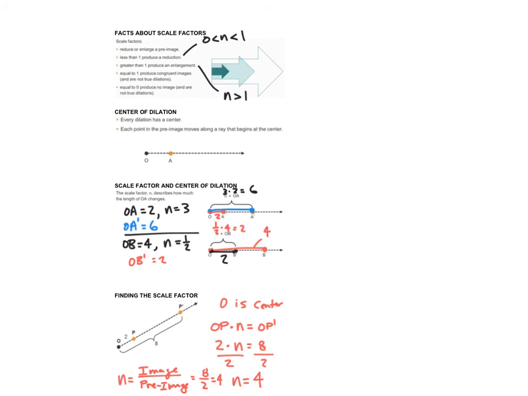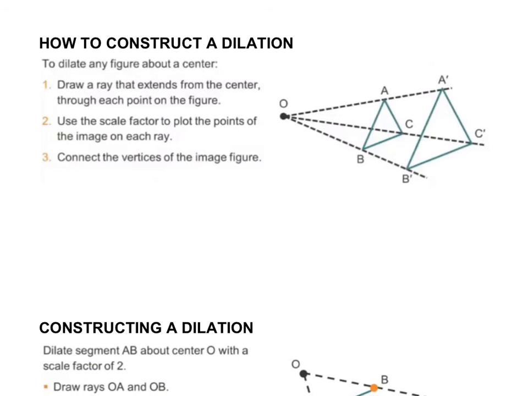All right, let's take a look at the last page. So the next thing we want to do is construct a dilation. To dilate any figure about a center, we want to draw a ray that extends from the center, so here's my center, through each point of the figure. So from O to A, O to C, O to B, okay? Use the scale factor to then plot the points of the image on each ray. So I'm going to take this length, multiply it by my scale factor n to give me the total length, put A here, and I'm going to do that for all of these, okay? And then you connect the vertices here and you get your new dilated figure.